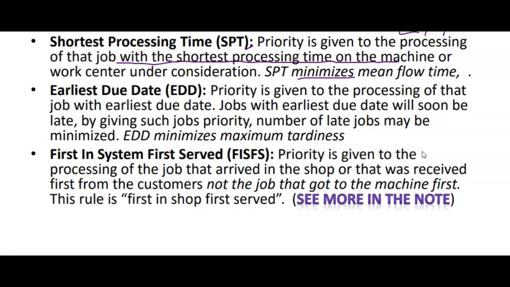Another priority is when you consider earliest due dates. Priority is given to the processing of the job with the earliest due date. That job will soon be late if priority is not given to it. Say one job is due on the 10th of the new month, and another job is due on the 1st of that same month. Priority will be given to the job due on the 1st, because if you don't give priority to it, it will soon be late.